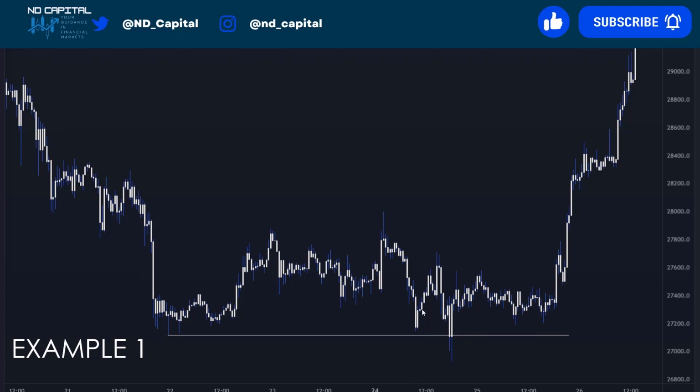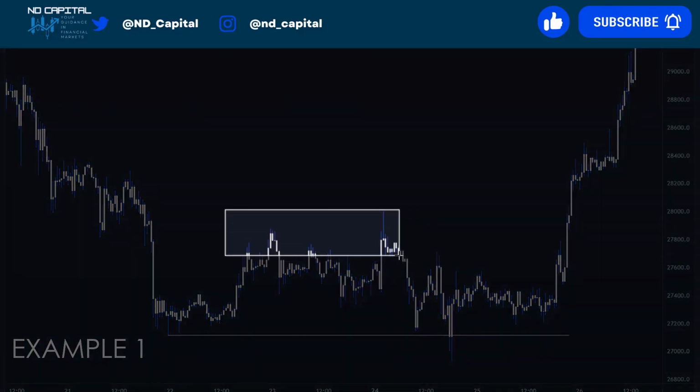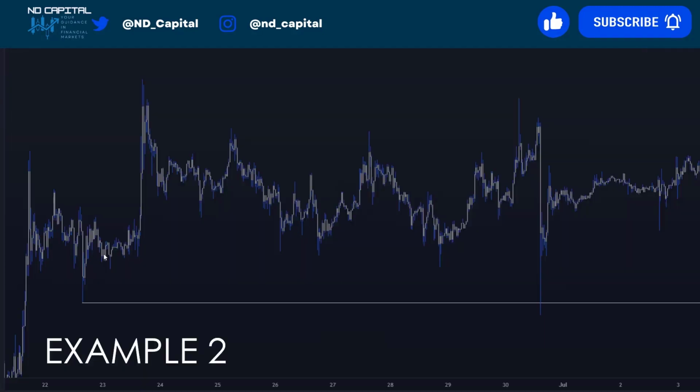And even before the drop, as you can see over here, we did a little swing failure pattern of the high over here. So yeah, example number two, on the 22nd of June. On the 22nd, we put in this low, and then we're being range bound for about 7 days, 8 days, and right before July starts, we take out that low, and we have a nice push to the upside.